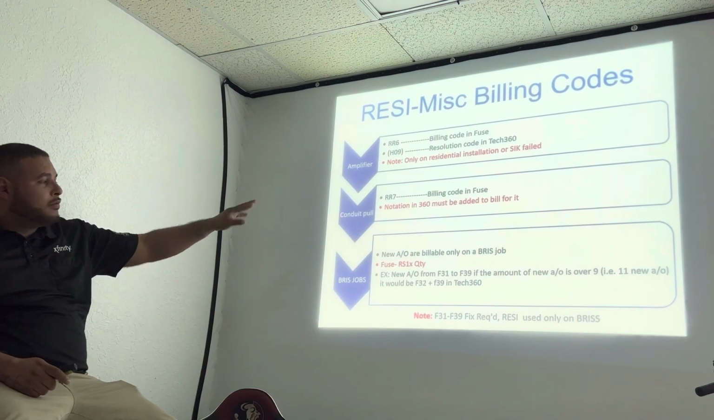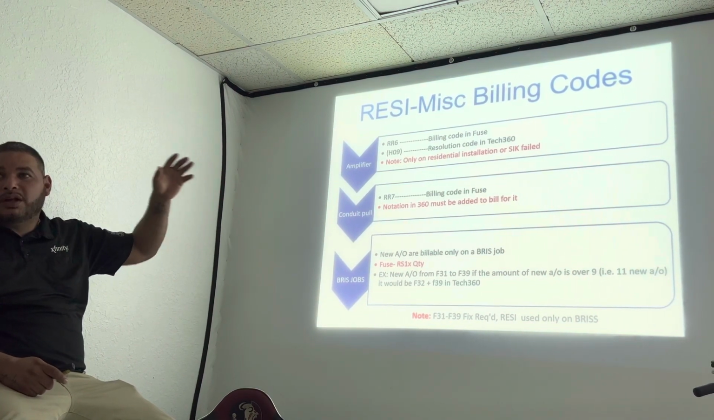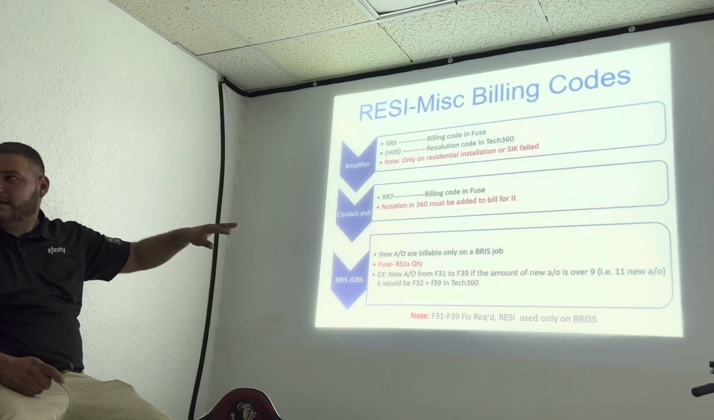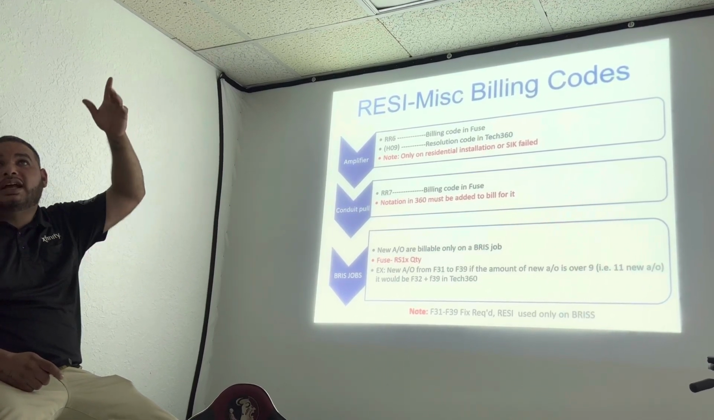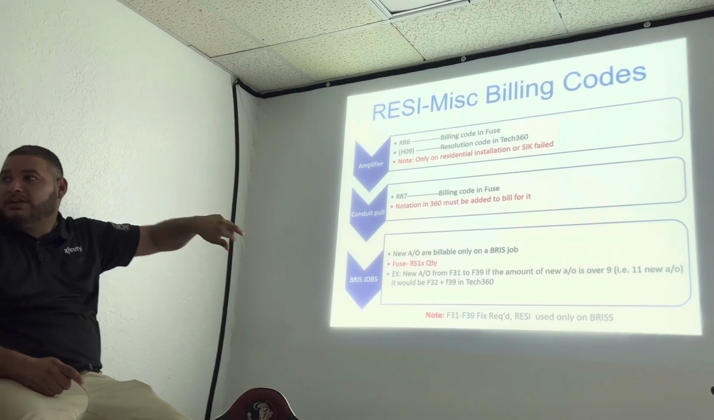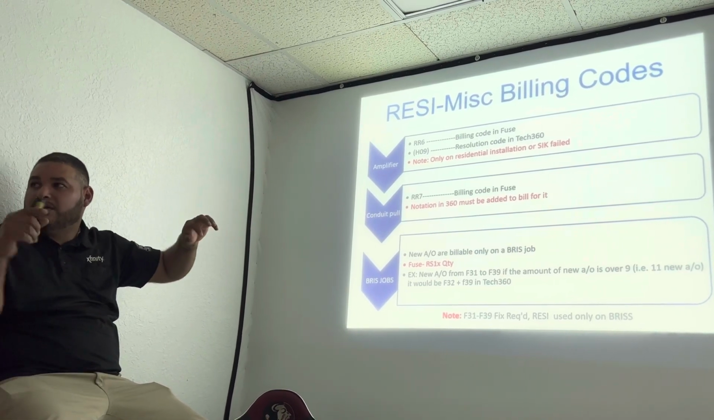Conduit pull. That's if you're running a cable in the conduit and things like that. For example, let's say you have a house that on the customer's aerial, they switch it to underground and then they put a conduit and then run the cable.